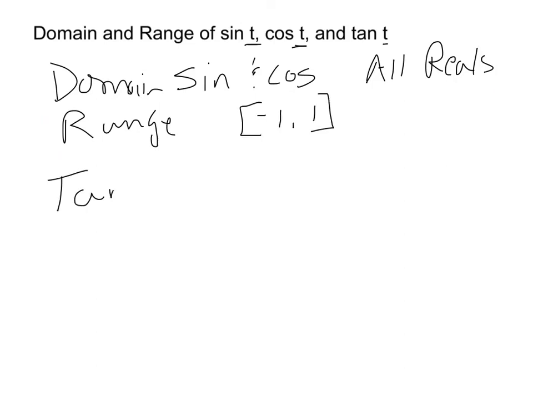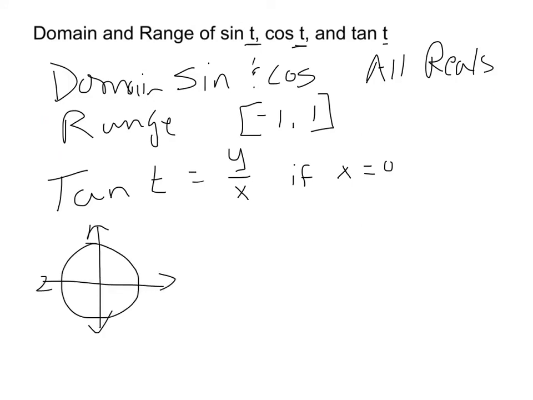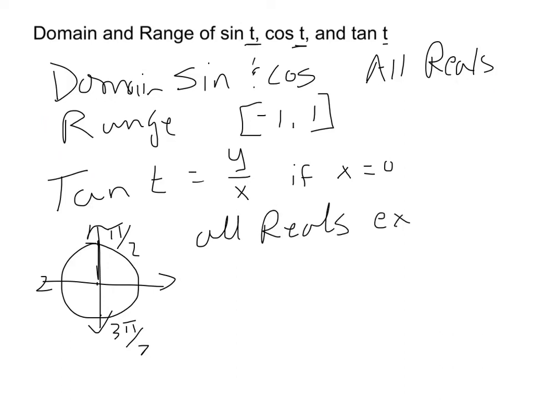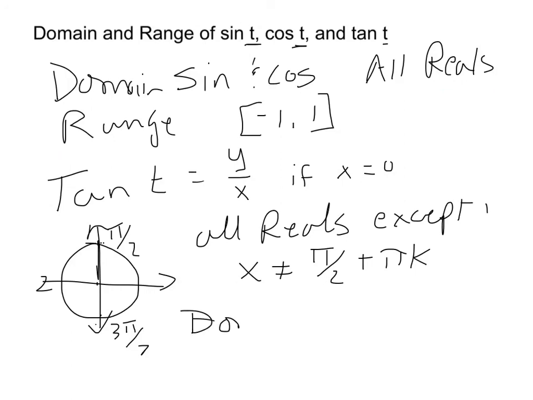The tangent's a little tricky because the tangent is y over x. If x is equal to 0, it's undefined. So on my unit circle, when is x 0? That happens at pi over 2 and 3 pi over 2. Here's 0. My x value is 0 here and here. So the domain for the tangent is all reals except x cannot equal pi over 2 plus pi k. Every pi radians, it's undefined again. The range is all reals.